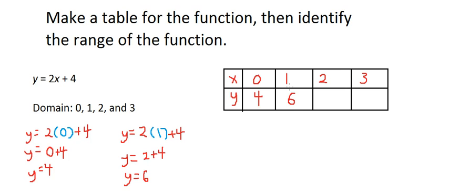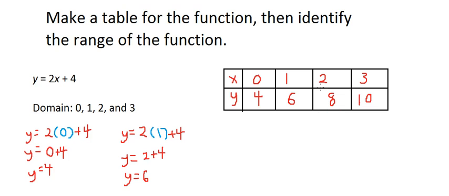For time's sake, we're not going to plug in the rest of them right now. You would do the same thing. You would do all these calculations out again. So you would plug in 2 and then you'd plug in 3. But for now, we'll just go ahead and fill these in. So the next one would be 8 and the last one would be 10.